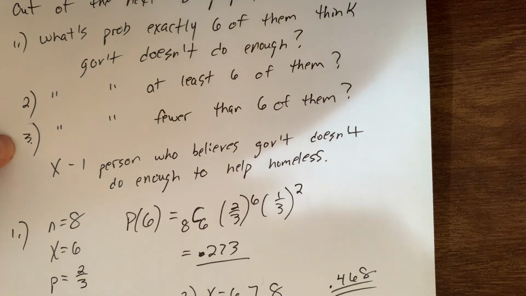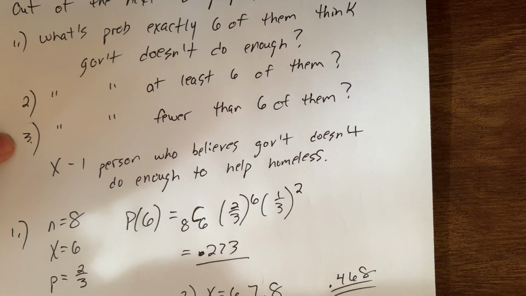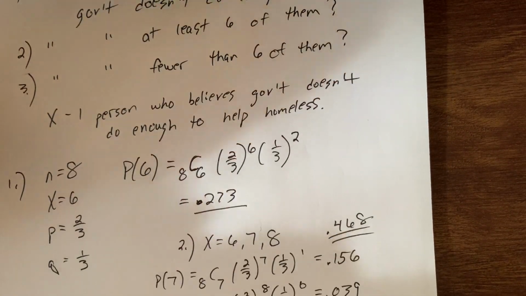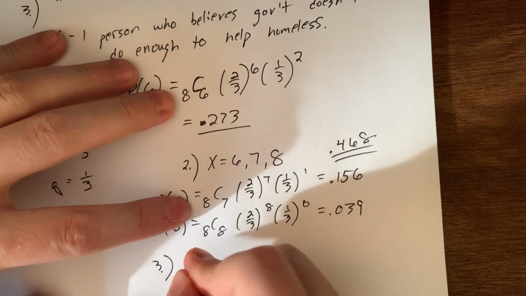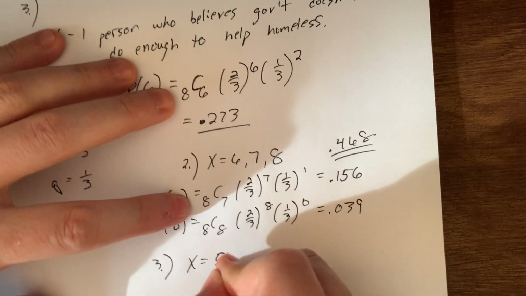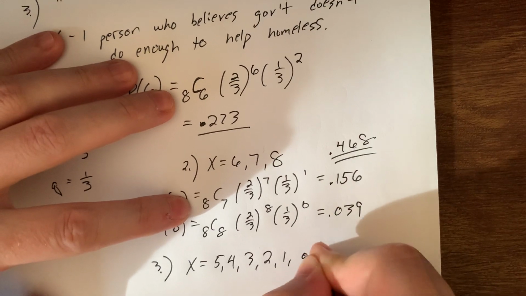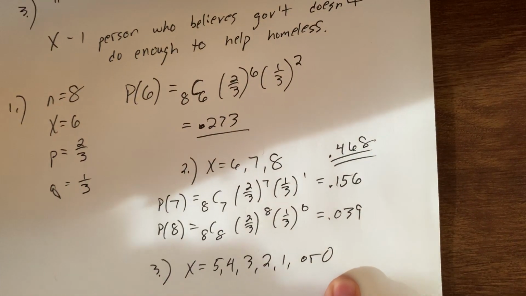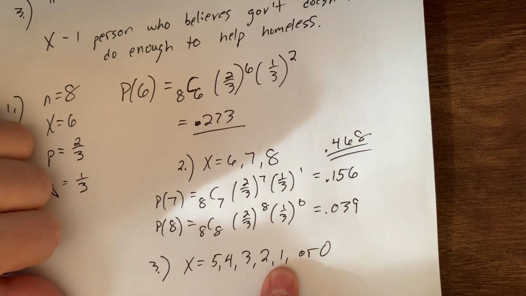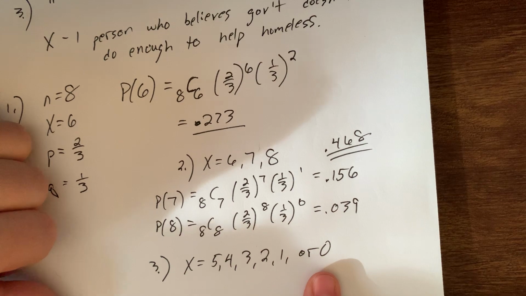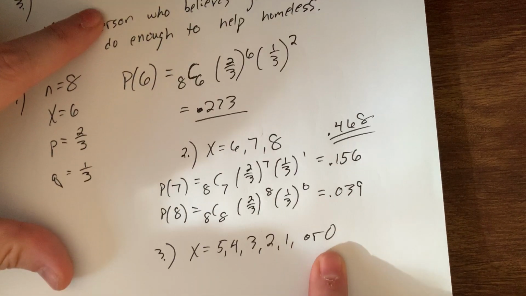Now we want the probability that fewer than 6 people think the government doesn't do enough to help the homeless. And that is, again, the complementary situation. Fewer than 6, well, that would be 5 people, 4, 3, 2, 1, or 0. I can't have negative people. And don't forget, 0 is in this list. A lot of people have a bad habit stopping at 1, but 0 out of 8 would still satisfy fewer than 6. And again, I could be very slow about this.